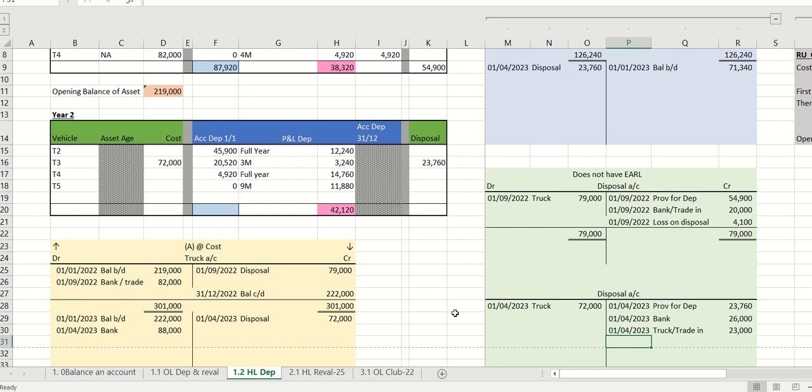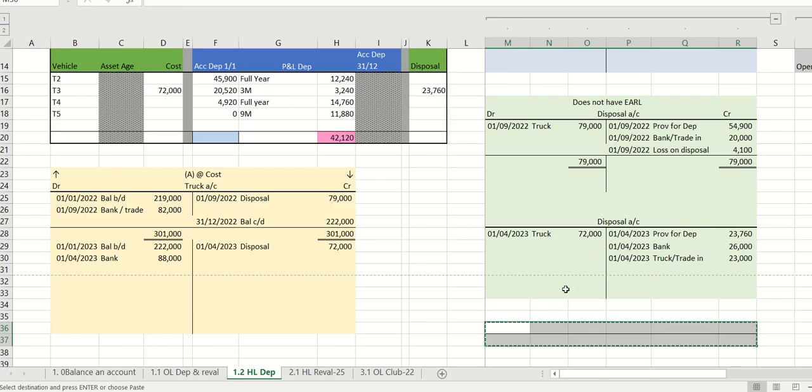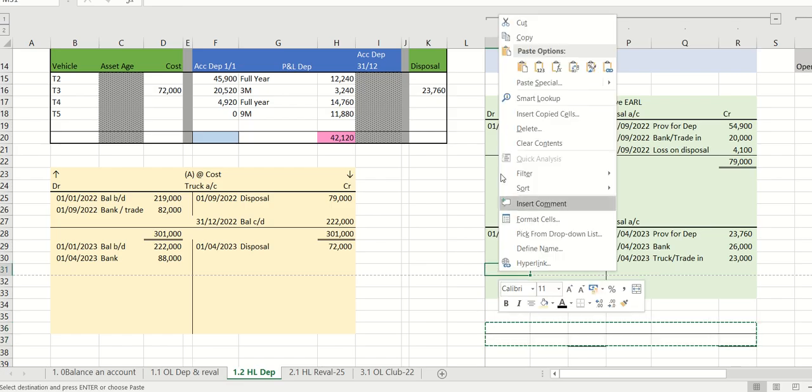which is very nice. Okay, so now we're going to balance this guy and see if we made a profit or a loss on disposal. So I think we made a profit on disposal of this one.